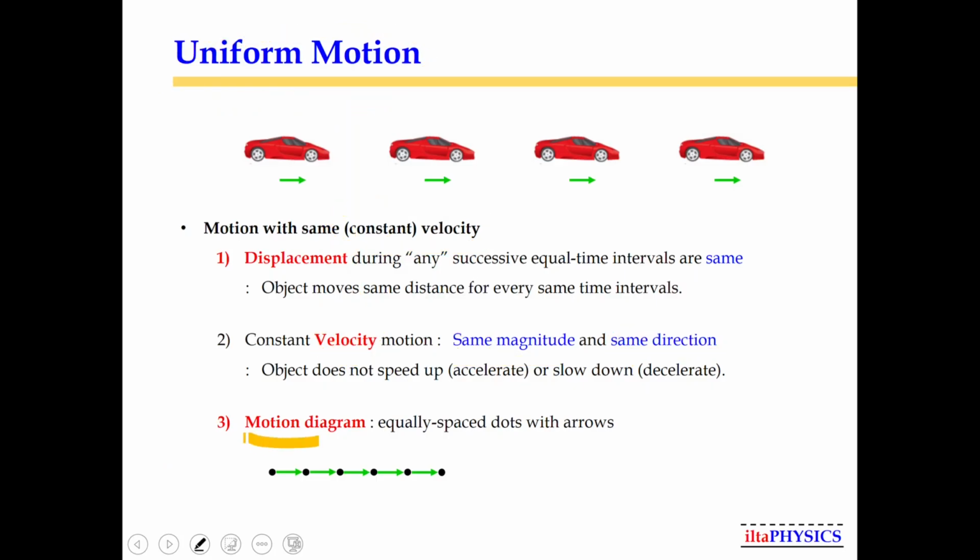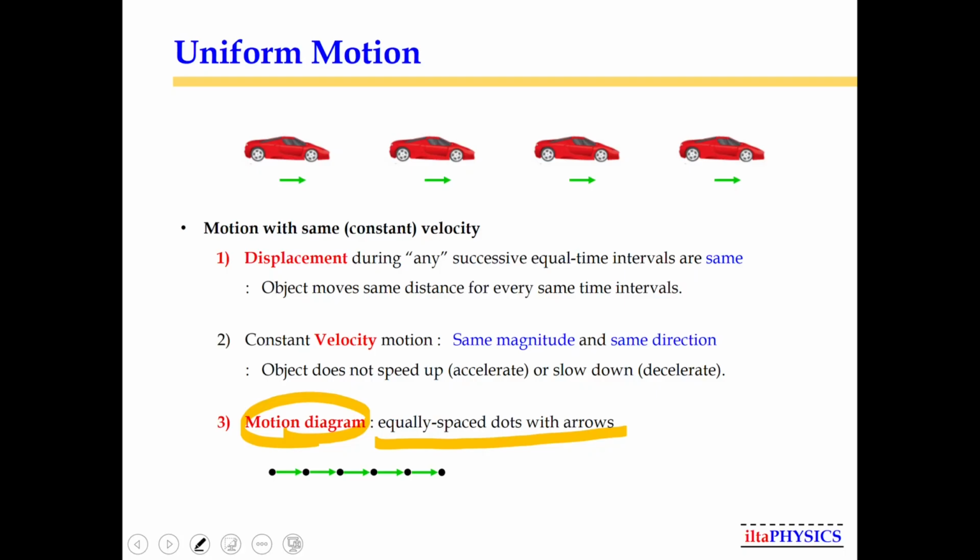Starting here, we begin to represent motion visually. That's the motion diagram method using the particle model. If we draw the motion diagram for uniform motion, it looks like the figure below. We place dots at equal intervals and draw arrows pointing in the direction of motion.